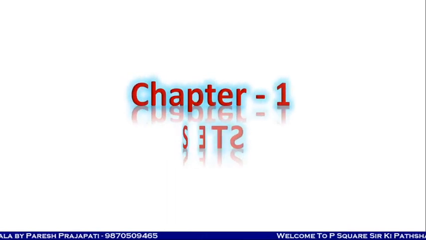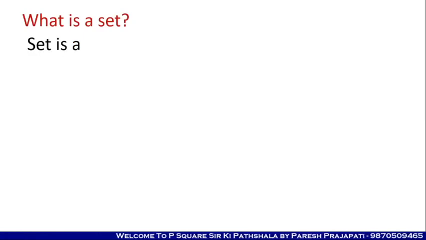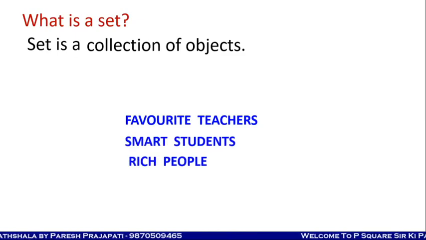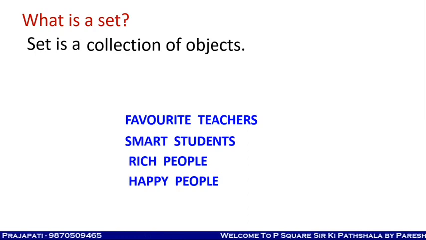Today we'll start with chapter number 1, that is sets. What is a set? A set is a collection of objects. For example, favorite teachers, smart students, rich people, happy people. You can see that in all these examples the answers from each student will differ. Means you will not get a common answer. That means the answer will vary. So these are not examples of a set, a collection of objects.